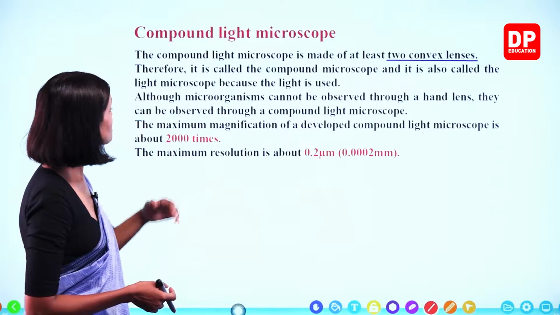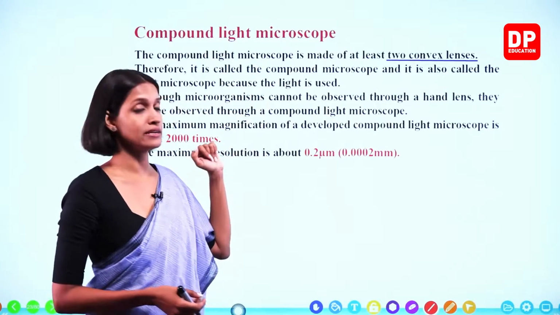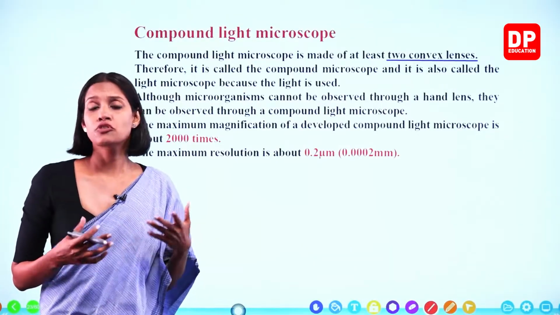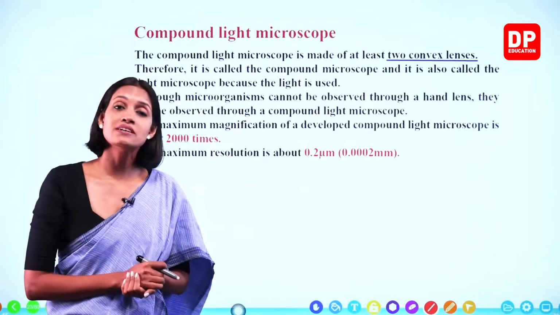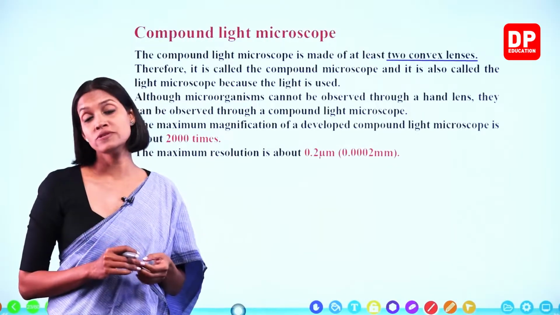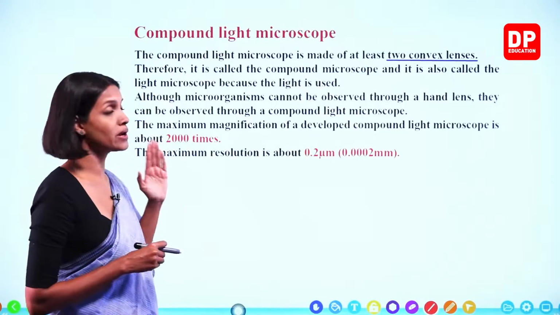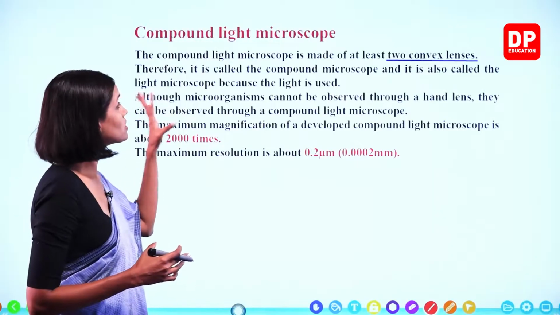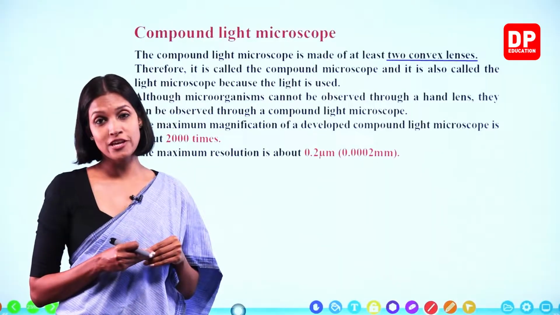Although microorganisms cannot be observed through a hand lens. Now we observe different samples using a hand lens. Could we observe microorganisms? No. Because microorganisms are too small to be observed using a hand lens or a simple microscope. We cannot observe microorganisms through a simple microscope, but using a compound microscope, we can observe microorganisms as well.